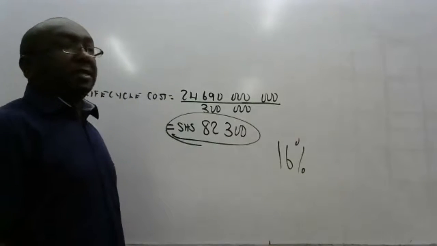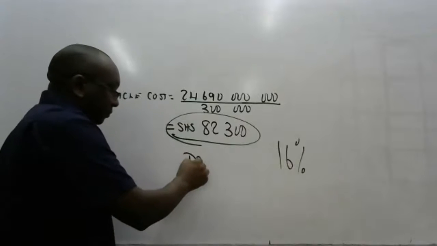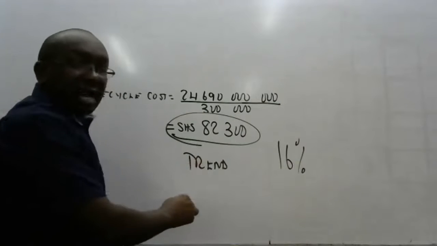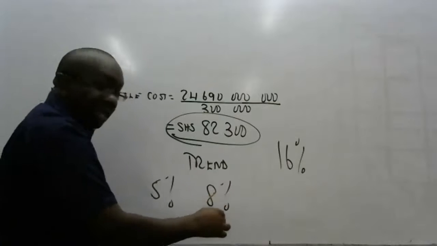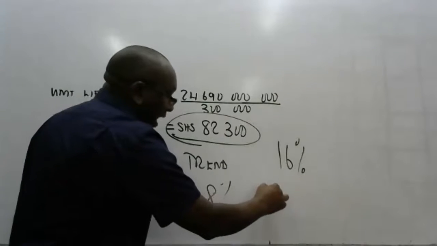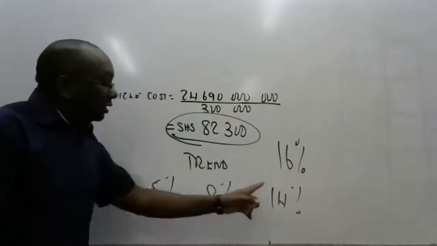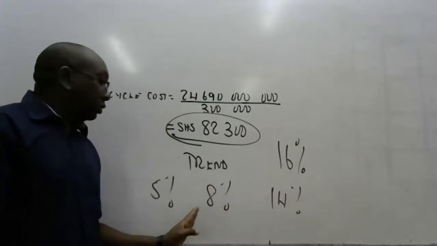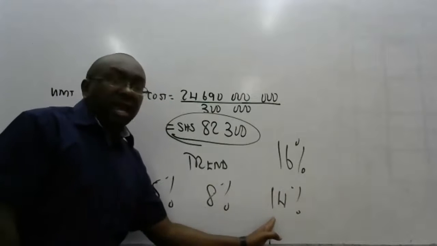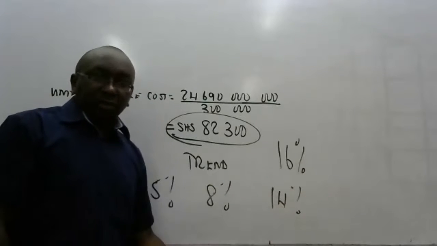But now this company is saying, well and good, we had the 16, but let's look at your trend. Last year, you reported 5%. This year, you have 8%. This year, or the third year, you have 14%. So in as much as you have not hit the absolute 16, you should be recognized because your trend shows that you are moving towards the target and you are moving in the right direction.